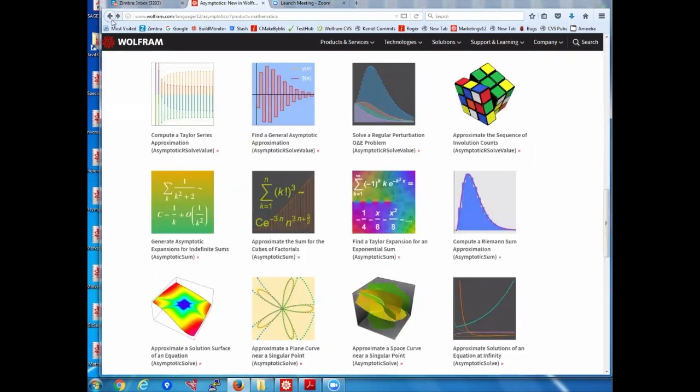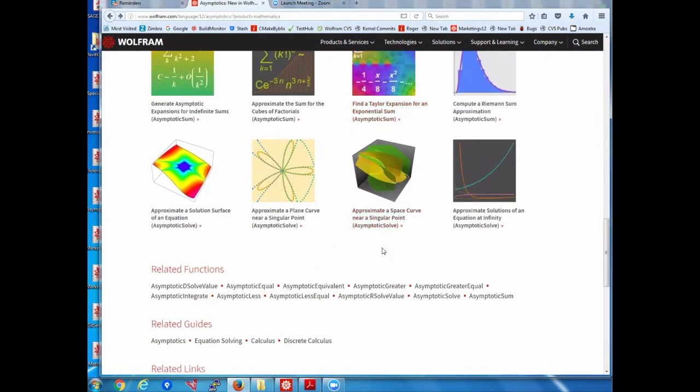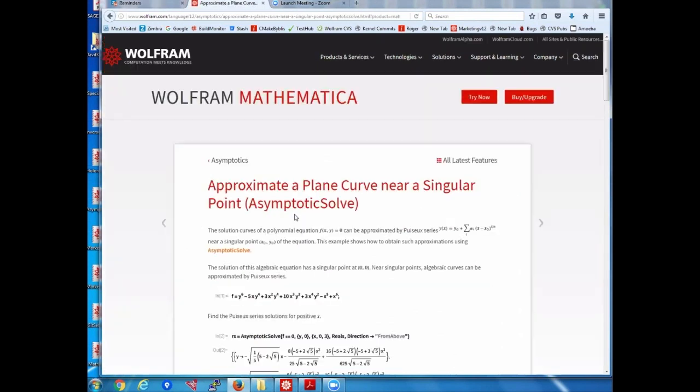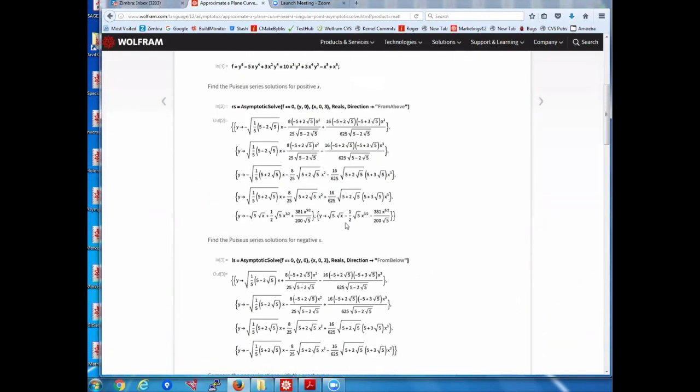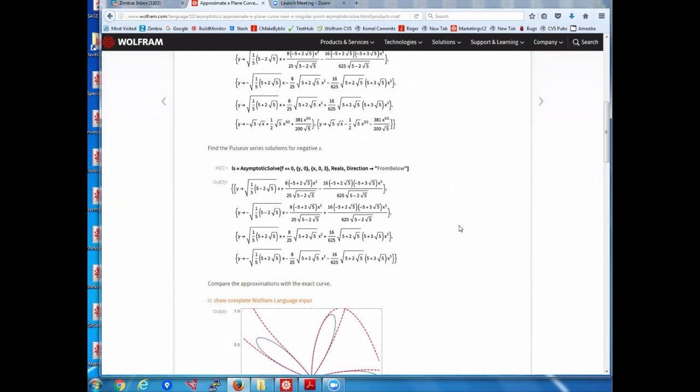Okay, and finally on to algebraic equations. So here's the example for this row. You have an algebraic curve. It's got two variables, x and y. You give it to AsymptoticSolve, and you say, give me all the branches of the solution from the right, from above. And you can see there are 6 branches: 1, 2, 3, 4, 5, 6. And there are 4 on the left, so to speak: 1, 2, 3, 4.